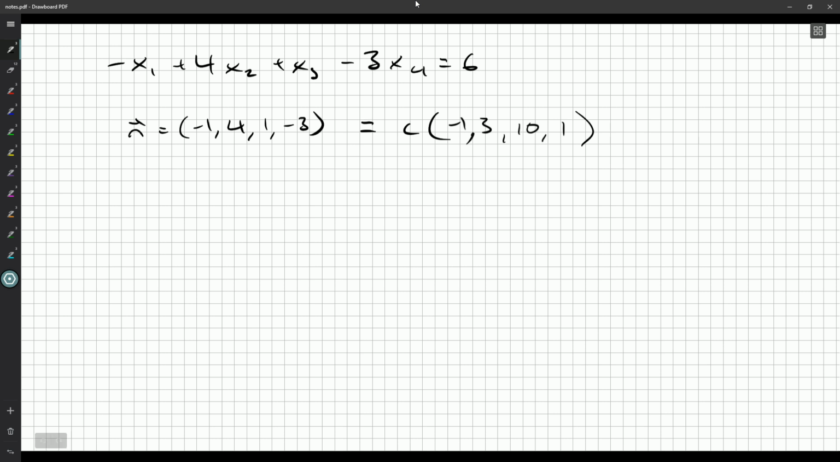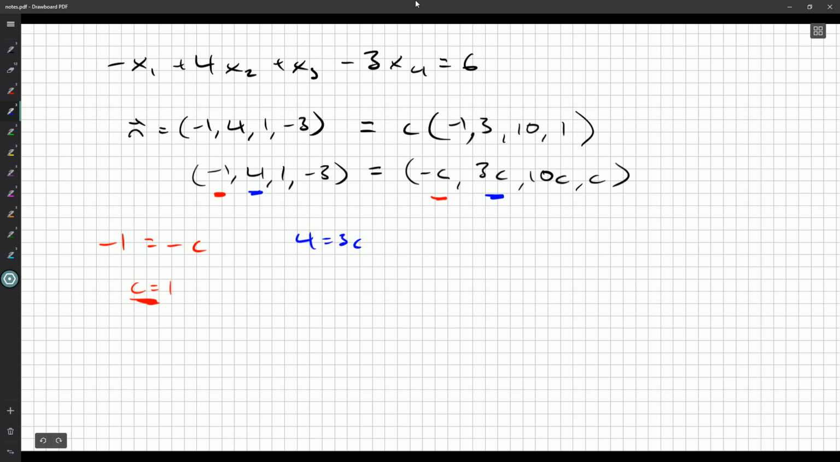Okay, so if we could find a single value of c that did this, we get negative c, 3c, 10c, and c here, and that would need to be equal to (-1, 4, 1, -3). And so we get a series of equations. The first components have to be equal. So negative 1 has to be negative c, or rather c has to be 1. But if this is true, then we also need 4 to be equal to 3c. But then that means c has to be 4/3. We've got 2 different values of c, so already we could stop and say no.